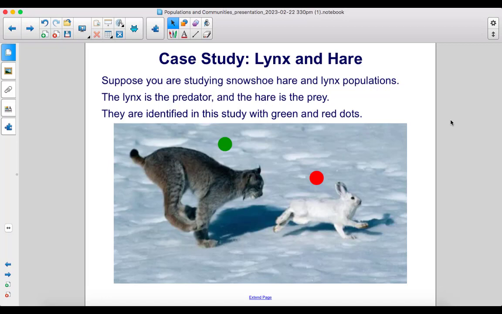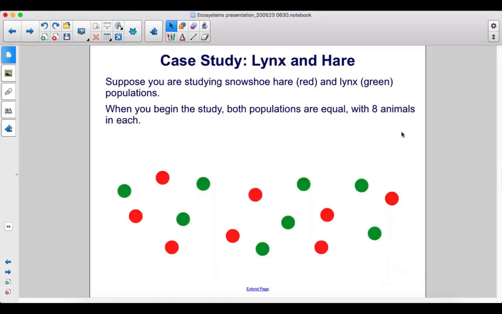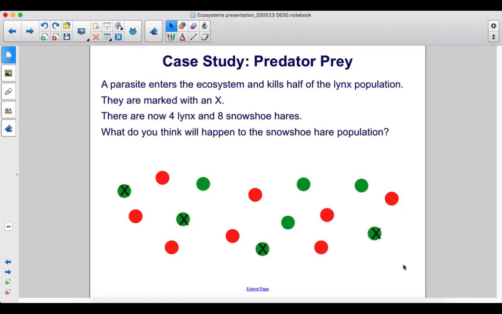Suppose you are studying snowshoe hare and lynx populations. The lynx is the predator and the hare is the prey. They are identified in this study with green and red dots. Suppose you are studying snowshoe hare in red and lynx in green populations. When you begin the study, both populations are equal, with 8 animals in each. A parasite enters the ecosystem and kills half of the lynx population. They are marked with an X. There are now 4 lynx and 8 snowshoe hares.